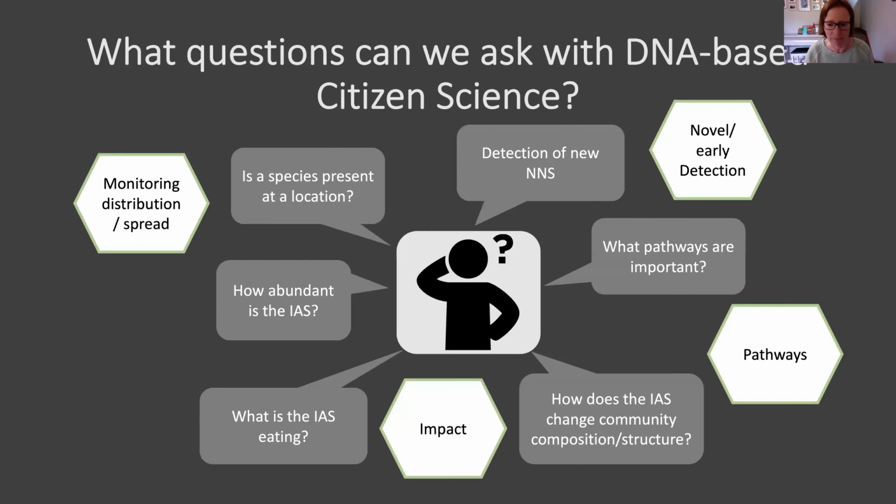So this is metabarcoding. Beyond species detection, there are actually quite a few other questions that we can address with DNA-based citizen science. So for example, we can detect new species. We can look at which pathways are important. Importantly, we can look at impact. So that's something that's been mentioned already this morning. We can work out what the species has been eating. And from a sample, we can say, yes, this species is present, and all these other species are either present or absent, so we can look at the impact that that species is having on the community composition.